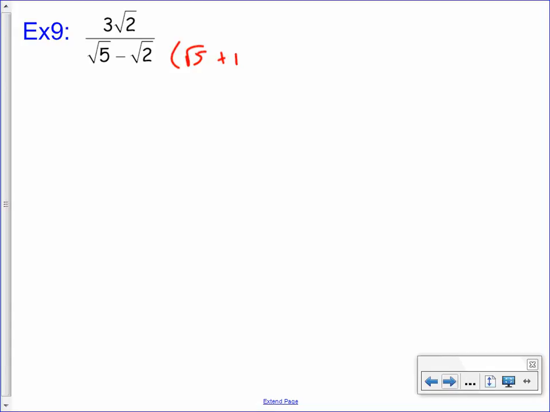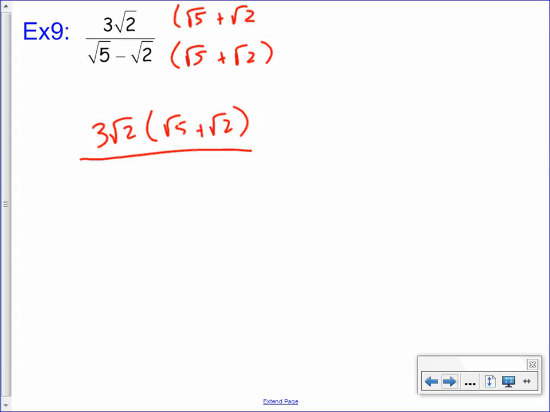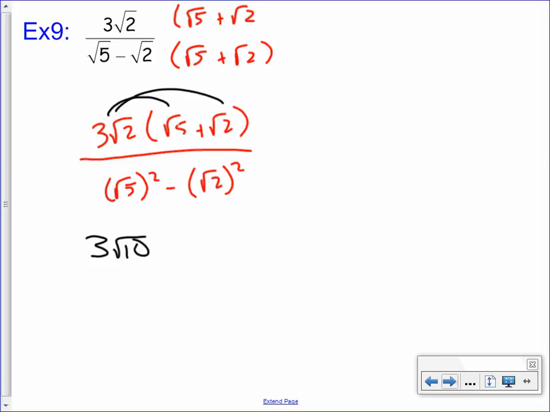Root 5 plus root 2. Very good. Top and bottom. All right. So the top will have 3 root 2 times root 5 plus root 2, and the bottom root 5 squared minus root 2 squared. It's always minus because it's a difference of squares every time. Okay. Here we go. 3 root 10 plus 3 root 4 over 5 minus 2. Clean it up, clean it up.